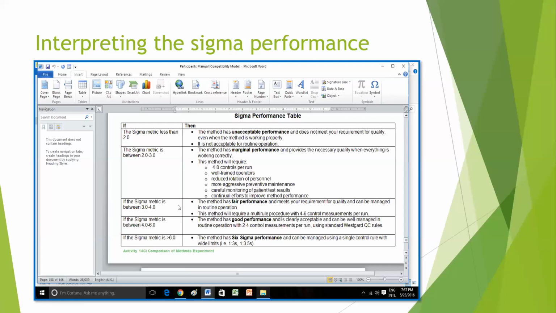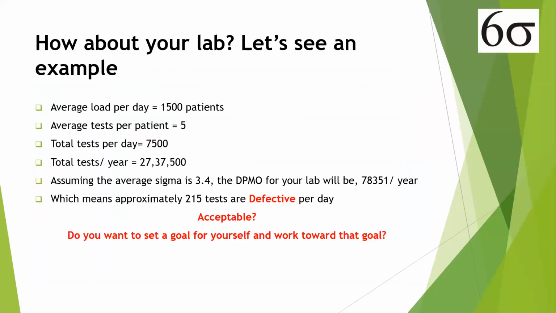Then sigma between 4 to 6 has good performance. It is clearly acceptable. It is well managed in routine operations, and 2 to 4 control measurements per run is sufficient using standard Westgard rules. If it's more than 6 sigma, it is excellent. It is manageable with a single control rule with wide limits, like you can even use 1:3s or 1:3.5s because it is already at a 6 sigma level. This is how Westgard advises you on how to change the number of controls per run depending on the sigma metric. Let's see a few examples.